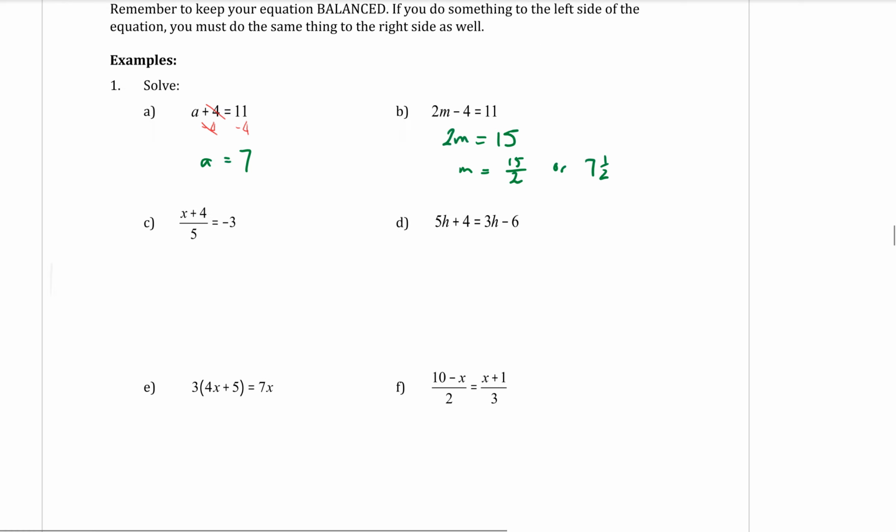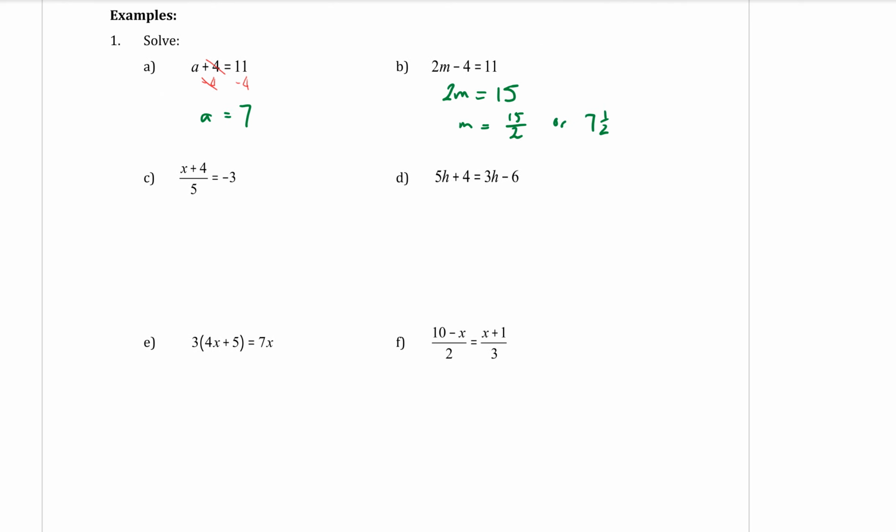Part c, 2 steps again. So first of all, the denominator needs to go, so I need to times by 5. So x plus 4 equals 3 times 5 is 15, so there's a minus sign there as well, minus 15.